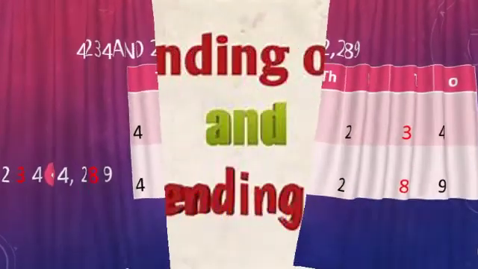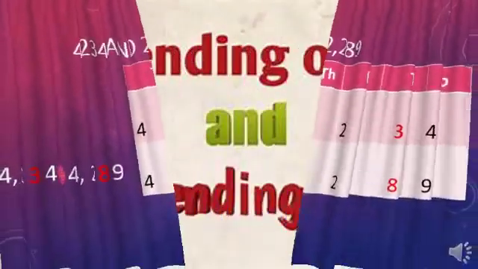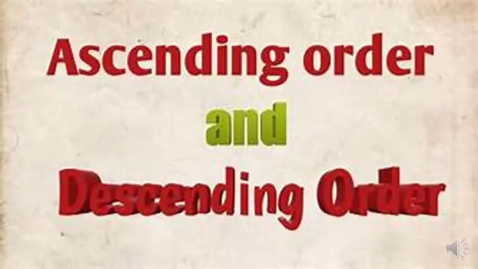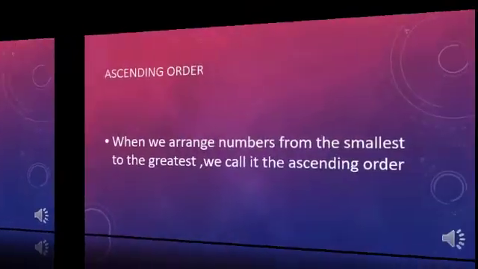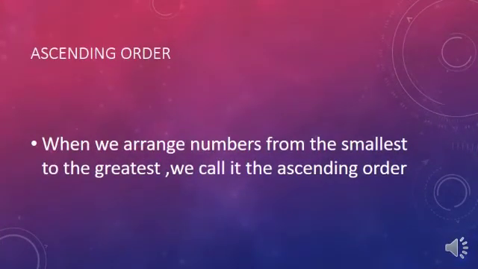One more example. I think you have understood this. So let's go to ascending and descending order. We will learn ordering 4-digit numbers in ascending and descending order. As you know, I have explained ascending order lots of times.